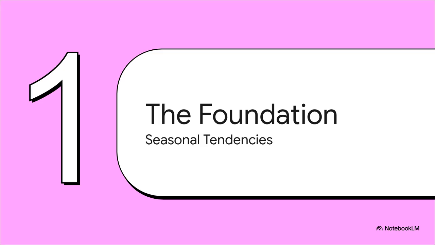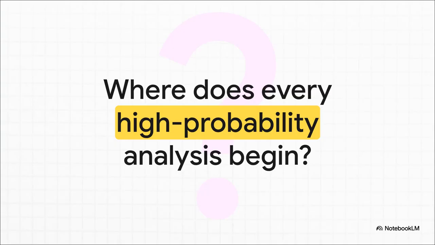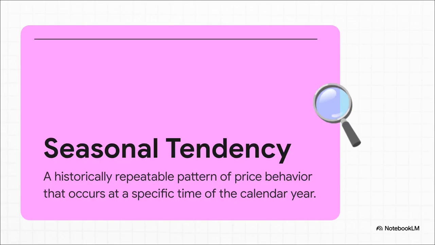Starting with the absolute foundation, understanding the seasonal flow of the market. According to ICT, this is the first step and it is completely non-negotiable. So that begs the question, where does every single high probability analysis begin? Well, ICT's answer is surprisingly simple, but incredibly powerful. It all starts with what's called a seasonal tendency. And really, this is just a fancy way of saying it's a pattern in price that has proven, historically, to repeat itself at a specific time of the year, year in and year out.